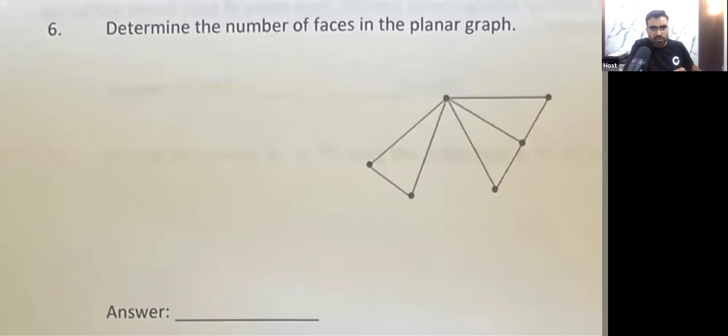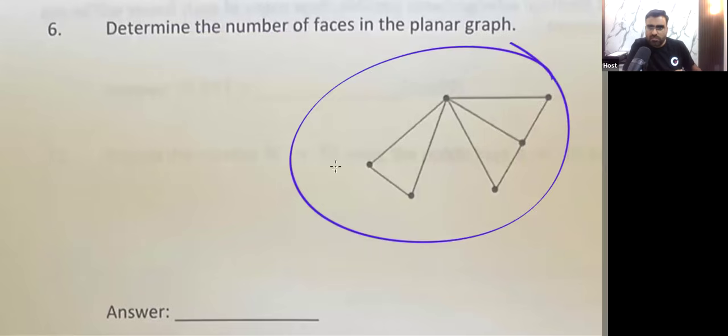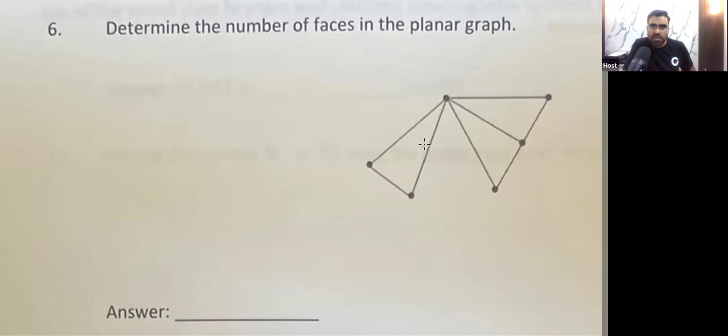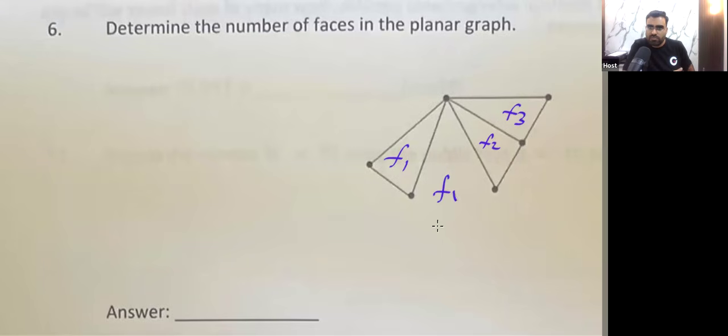Let's move on. Tell me the answer for this question. Determine the number of faces in the planar graph. One very important point: before you find the number of faces, check whether this is a planar representation, a drawing without edge crossing. Yes, it is. Now you can find the number of faces. This area surrounded by edges is face number one, then face two, face three, and this outside area is face number four. So finally, the number of faces will be four.